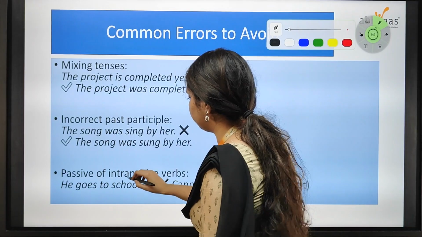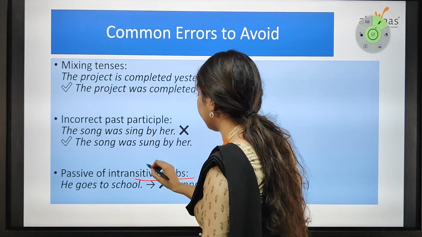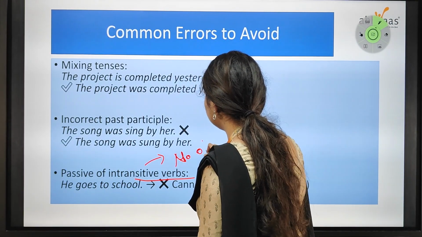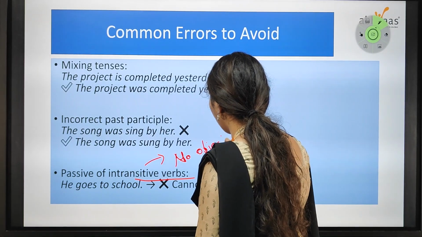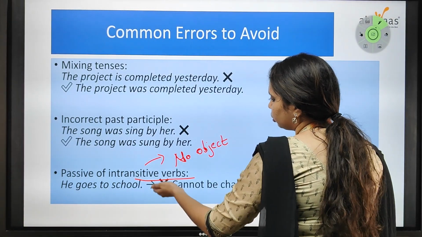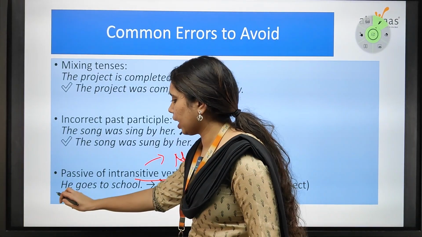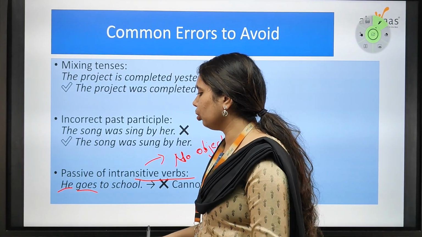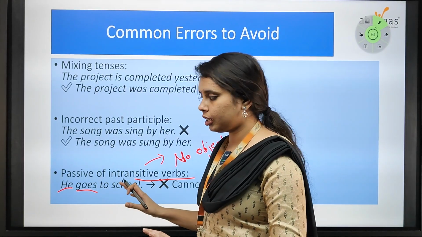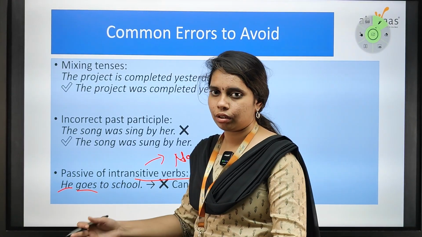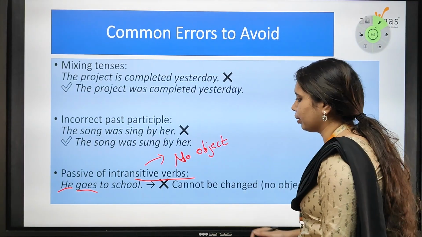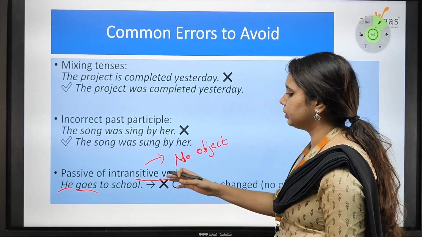There are two types of verbs generally, intransitive and transitive verbs. An intransitive verb is nothing but a verb used when there is no object. For example, he goes to school. We have the doer of the action, we have the action, but who is the receiver of the action? School is not the receiver of the action. It is the place where this boy goes. There is no object in this sentence.